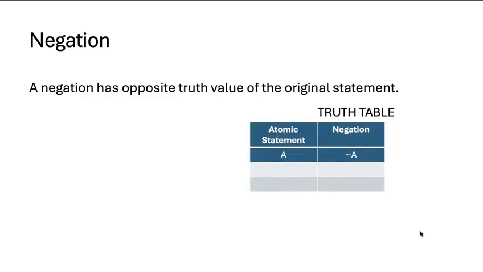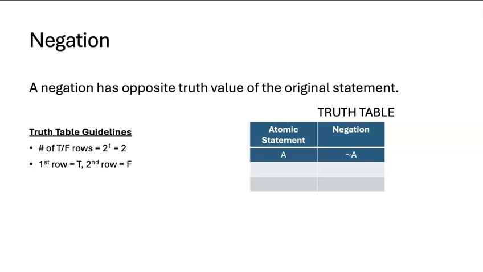And it's our truth table. So this time around, it's only one atomic statement that we're using. So the number of rows is 2 raised to the power 1. So we only need 2 rows. And since it's just 2 rows, we just alternate. We just show true and we show false. So the rule says the negation is the opposite of the truth value of the original statement.